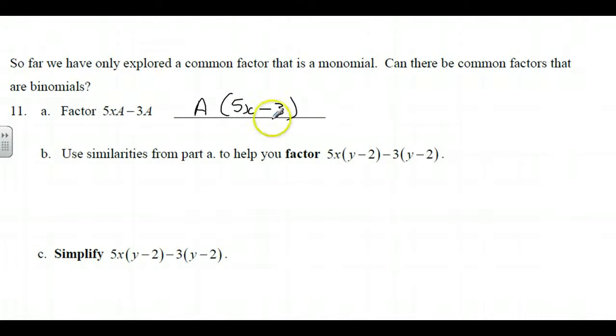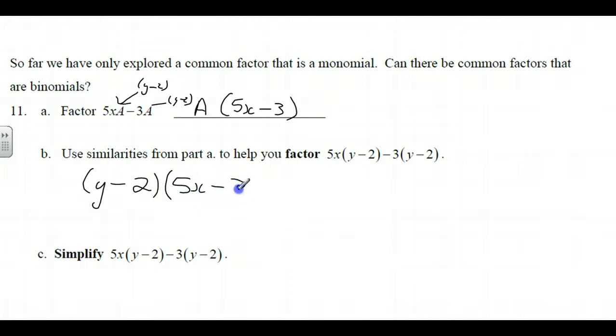Okay, now, if we use similarities from part A to help you factor this, you can say, what's common here? The y minus 2 is common. It's in both terms. So the common factor is y minus 2. And what are we left with? Well, think of the A as being y minus 2. And y minus 2 up here. So we take out the A, which is the y minus 2, and we're left with 5x minus 3.